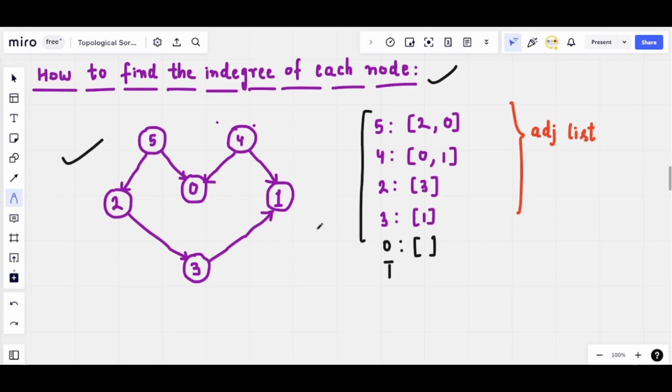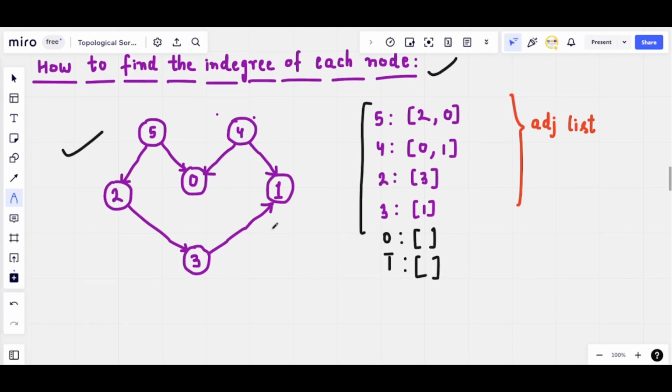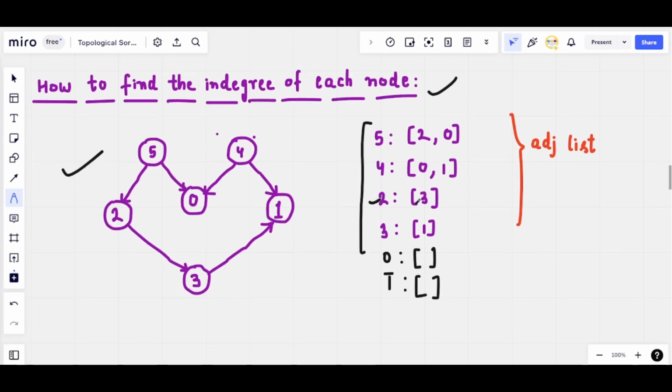That means there is no edge which is outgoing from node number 0. Then we move to node number 1. We can see that we again have an empty vector for this node. Okay, that means there is no edge which is going out from this node. Then we move to node number 2. We can see that the corresponding vector for node number 2 contains node number 3. That means there is an edge from node number 2 to node number 3.